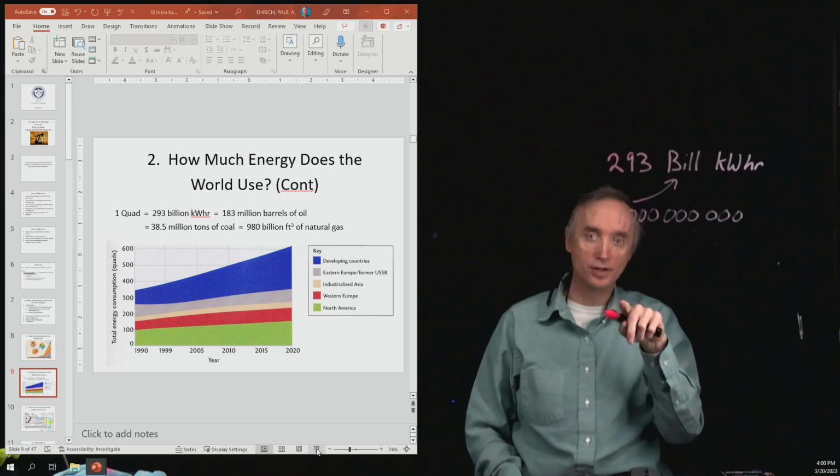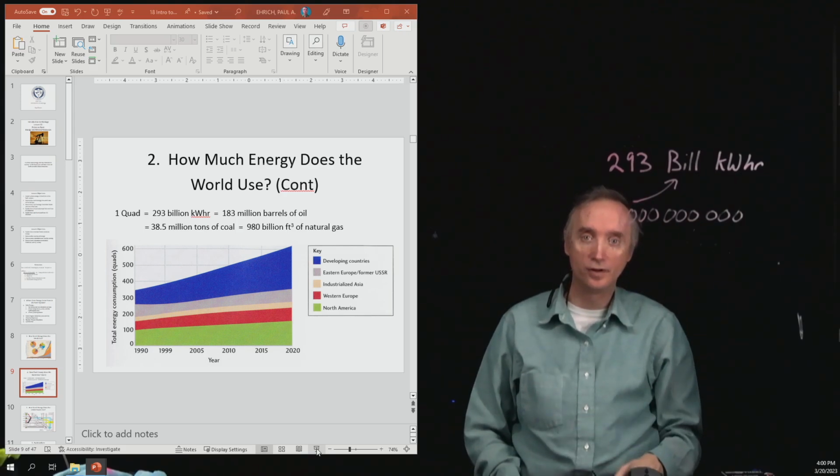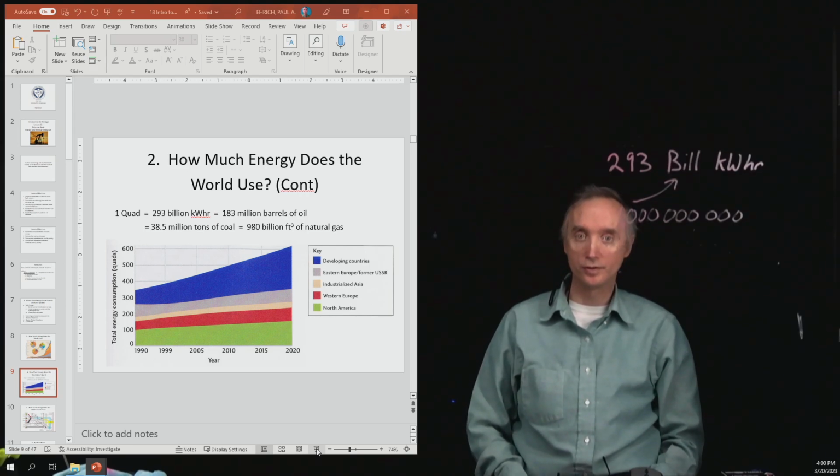It also gives the quad in terms of how many barrels of oil it would be equivalent to, how many tons of coal, and how much natural gas. It's a big, big number.